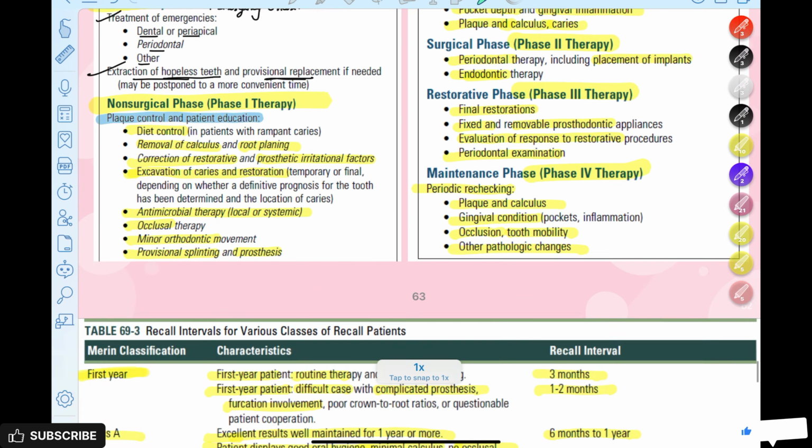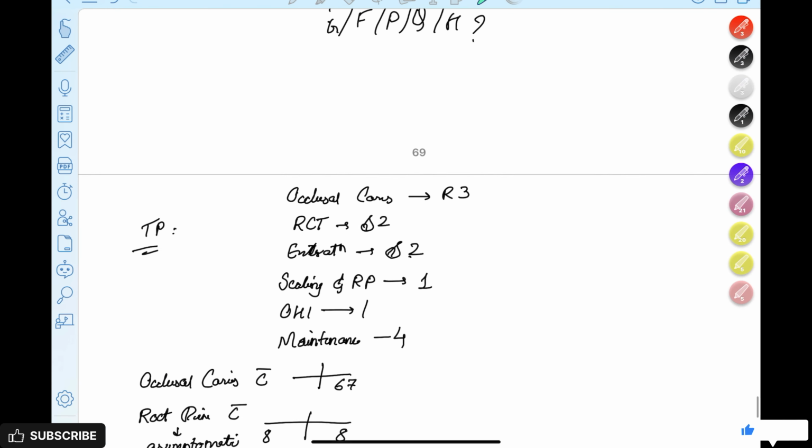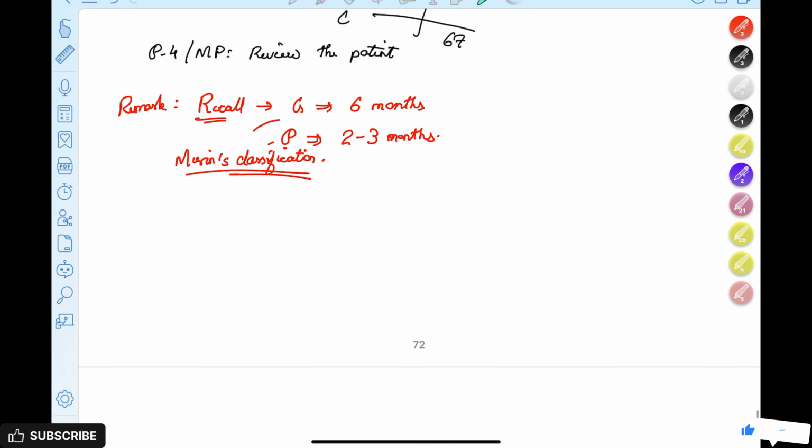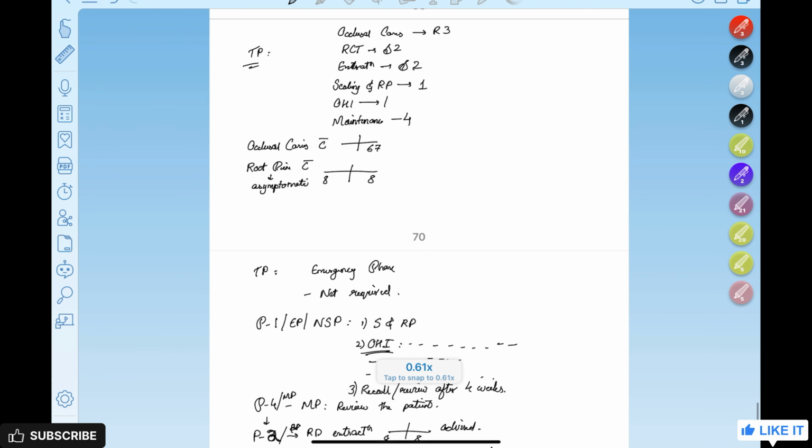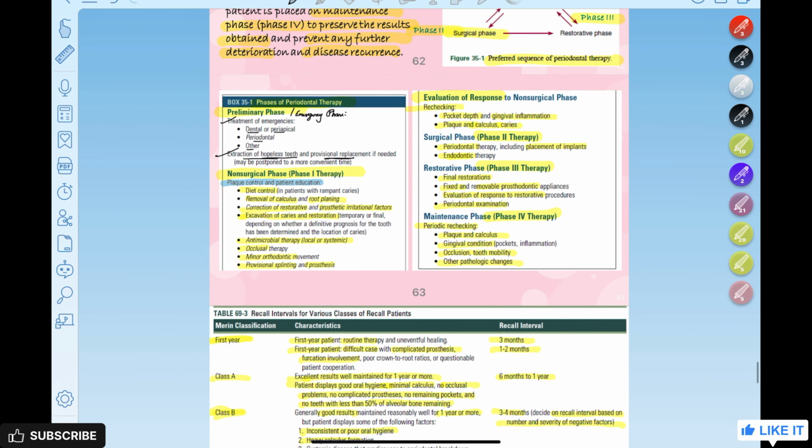So one thing is that if the patient doesn't require a phase 2 and phase 3, you will write phase 2 not required, phase 3 not required, and you will directly jump to the phase 4 or maintenance phase. Always you have to include the maintenance phase. So this was about the phases.